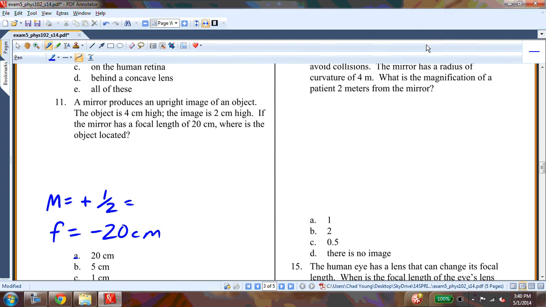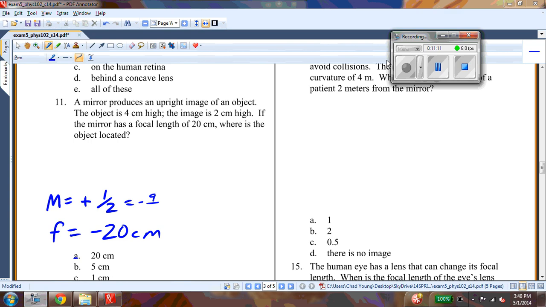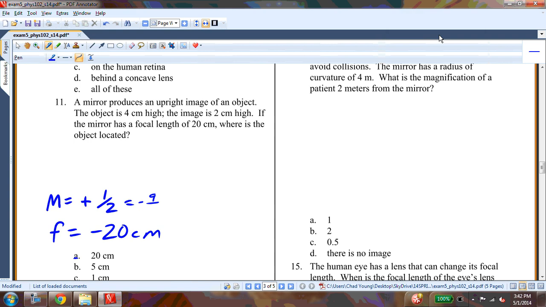So I know that my magnification is negative Q over P, which I can do here. And I also know that P, no, I don't know P, but okay, sorry about that. I sort of had to get my head screwed on straight.